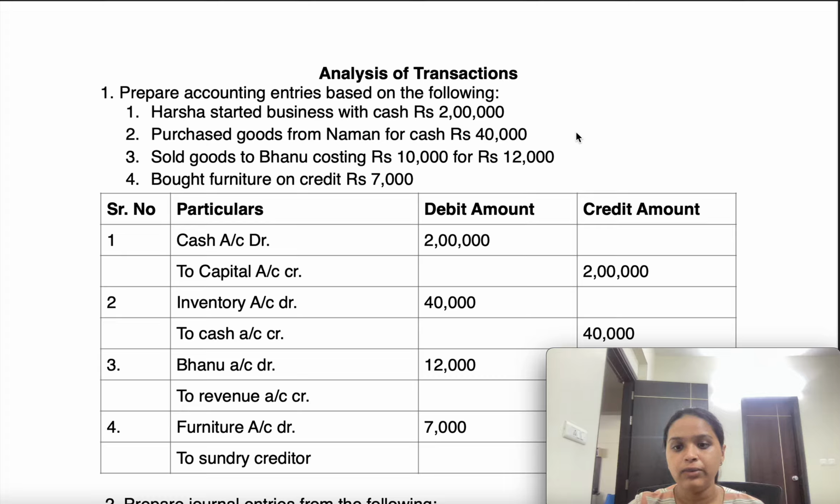But to whom we have to make a payment, it is a creditor for us because it is a liability, hence it relates to the personal account, and whoever has given the furniture on credit basis is a giver for us, right? So to sundry creditor.